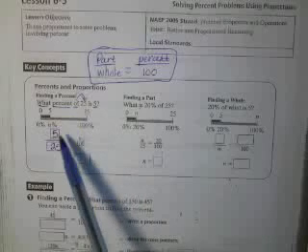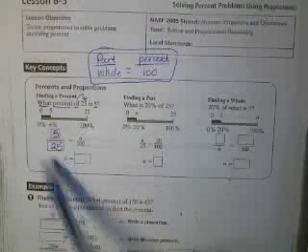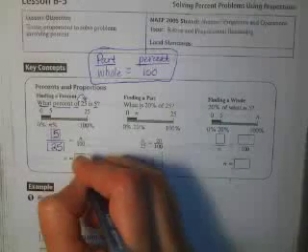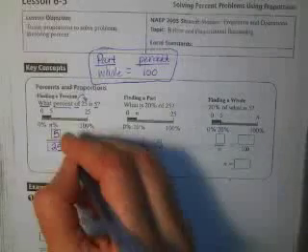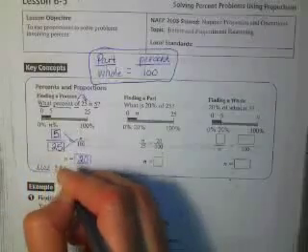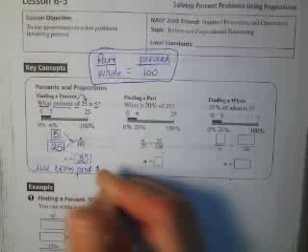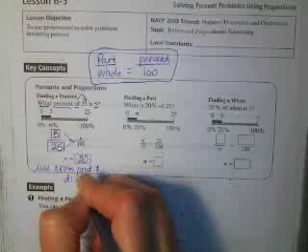You can solve this using cross products. 5 times 100 and then divide by 25, so n is 20. So we're going to use our cross products and division.